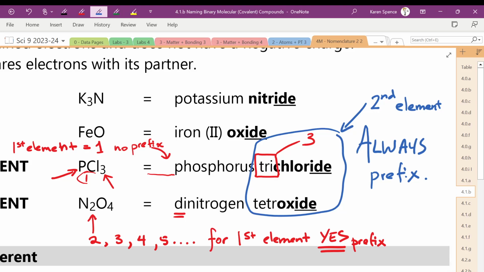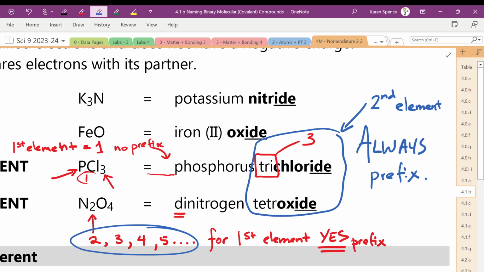So for the first element, we use a prefix if it's anything 2 or above, but we don't use it for 1. Second element, we always use a prefix. It doesn't matter if there's 1, if there's 2, if there's 17, we always use a prefix for the second element. Are we good? So if there's 1 of the first element, do you use a prefix?